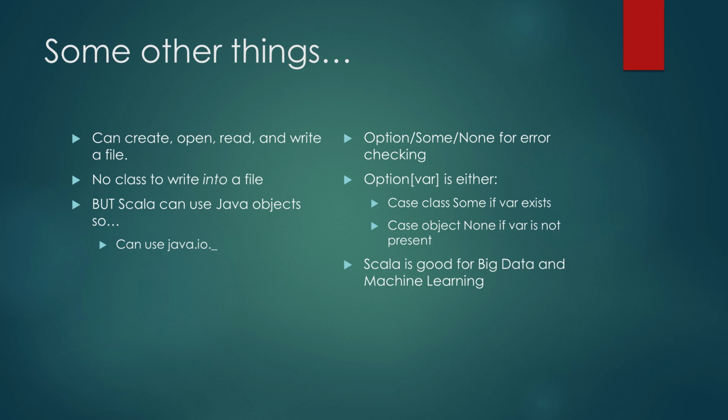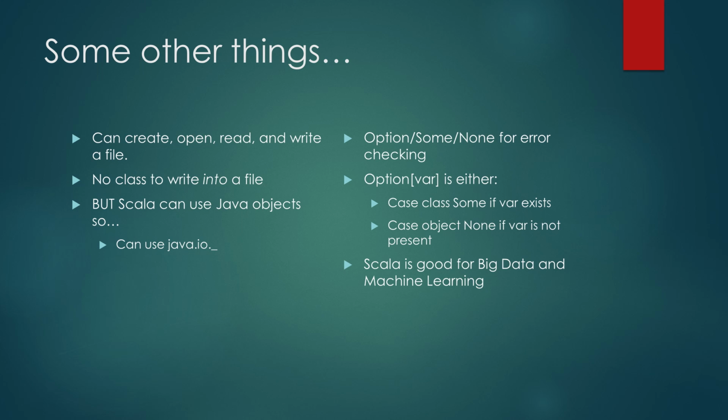Scala provides packages that allow the programmer to create, open, read, and write a file. However, Scala's standard library does not have a class to write into a file. Because Scala can make use of Java objects, java.io can be borrowed along with things like java.io.File and java.io.PrintWriter.